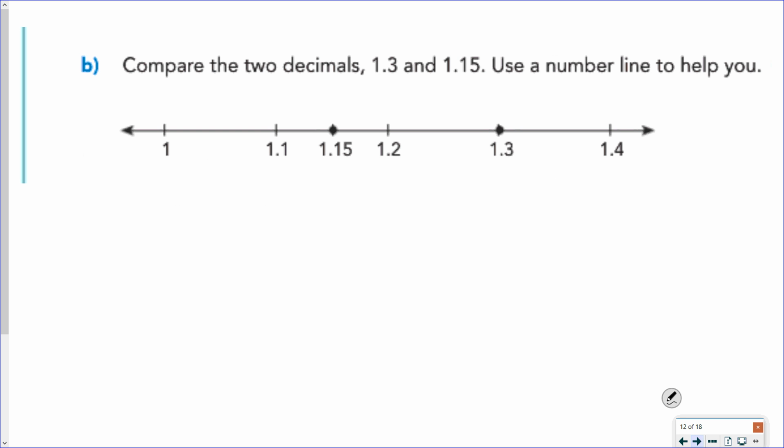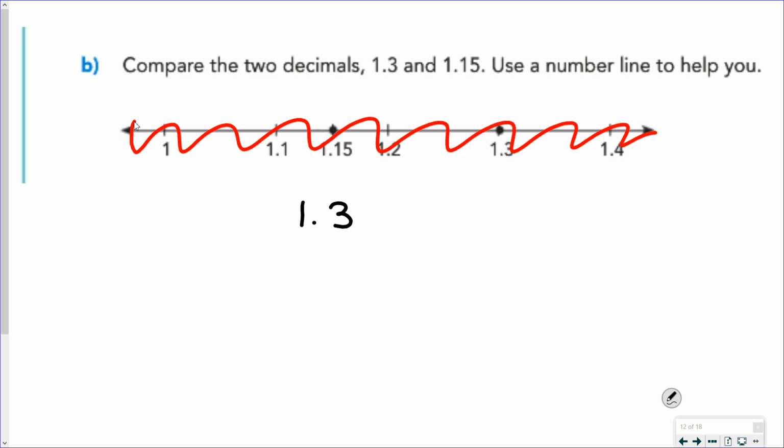Same thing with decimals. The book is going to have us use a number line, and I don't believe that the number line is the most efficient way to do this. So when you compare two decimals, you start by comparing their whole numbers. So what's in front of the decimal point? So we have a 1 and a 1. Since those are equal, we cannot yet determine which one has more value.